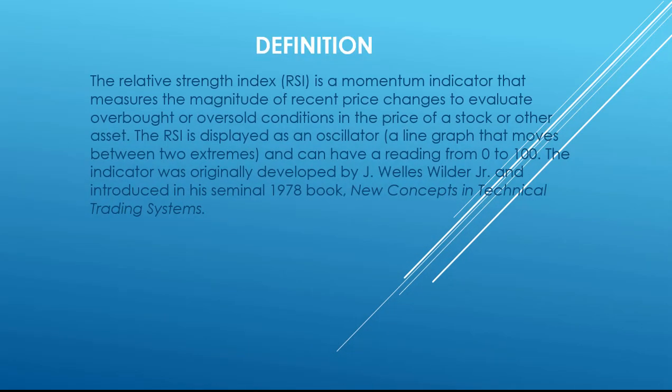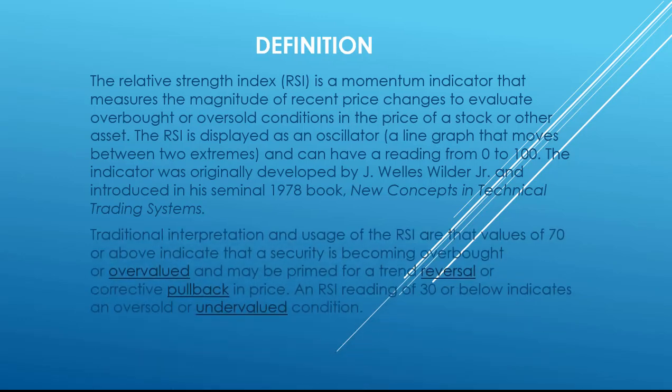To define the RSI, it is a relative strength indicator and is a momentum indicator that measures the magnitude of a recent price change to evaluate overbought or oversold conditions in the price of a stock or other asset. The RSI is displayed as an oscillator, in other words, a line that moves between two extremes, and in most cases it's on a variable scale of 0 to 100. The indicator was originally developed by J. Welles Wilder, Jr., introduced in his seminal book, New Concepts in Technical Trading Systems.